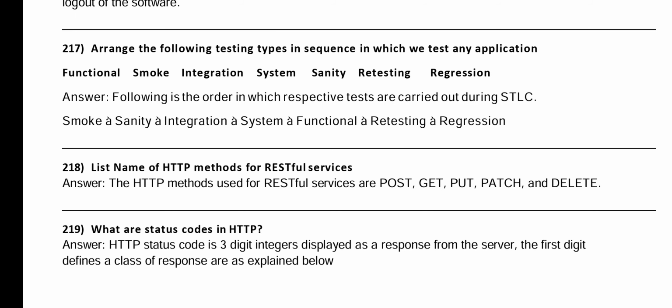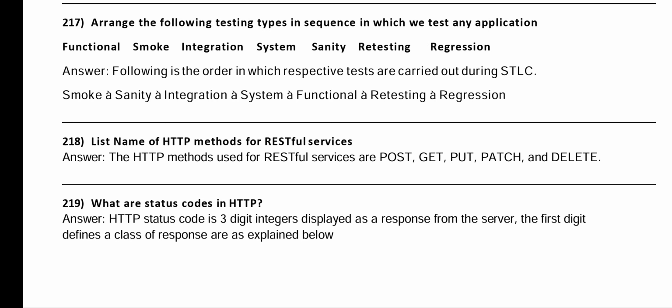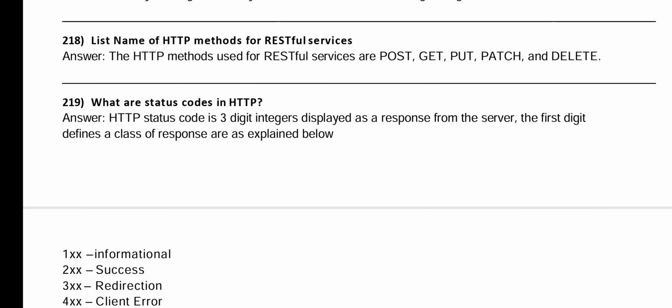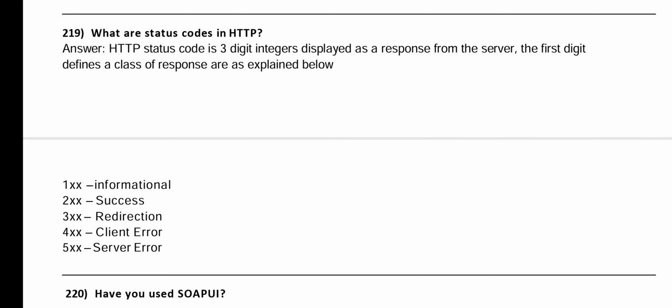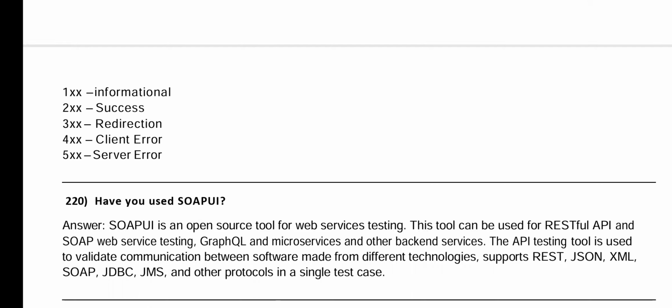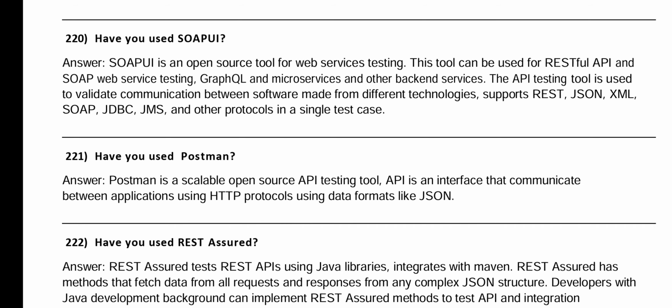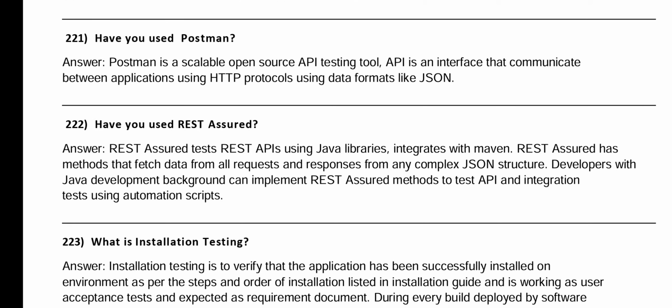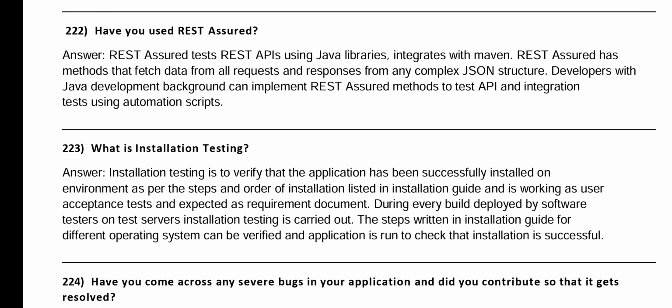Okay, functional, smoke, integration, system, sanity, retesting, regression. List the name of HTTP methods for RESTful services. What are status codes in HTTP? Have you used SOAP UI? Have you used Postman? Have you used Rest Assured?